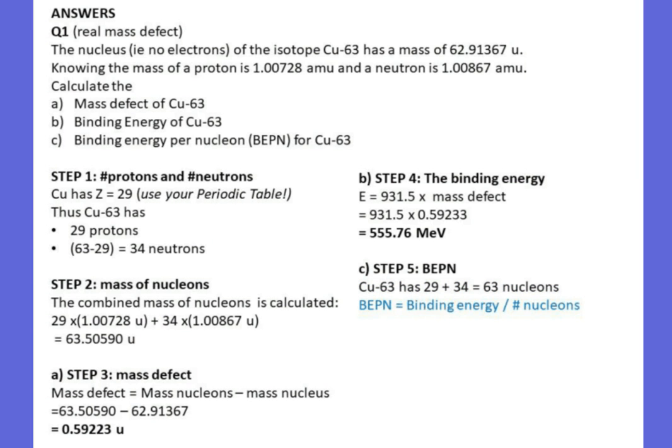And the binding energy per nucleon is just the total binding energy divided by the number of nucleons. So it's that 555.76 divided by 63, or 8.82 mega electron volts. That means every nucleon has a binding energy associated with it of 8.82 mega electron volts, or every nucleon has lost that equivalent amount of mass to 8.82 mega electron volts. And you've got to supply that to those nucleons to get them back to being free again.